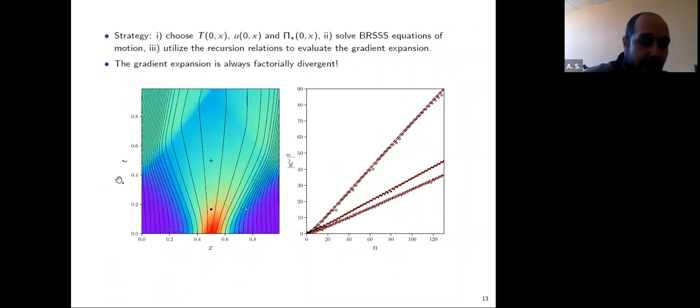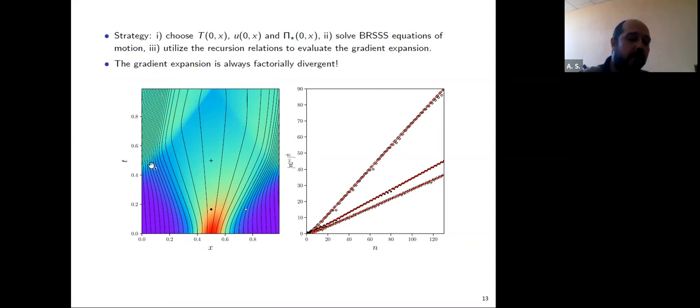And here you have an example of such a procedure. This example illustrates a general point that we found: irrespectively of the values of the shear viscosity, of the relaxation time, of the initial data that you can see here, and of the spacetime point being considered, we always found that the gradient expansion for this longitudinal non-commoving flow is factorially divergent. So here you can see an example.